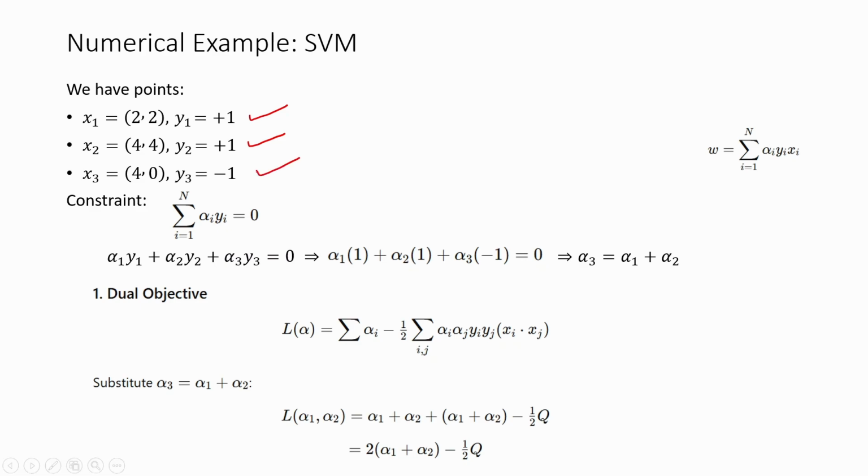So we have two types of data points. Some of the data points are classified as positive and some are classified as negative. We have 3 points here. Out of these, 2 are classified as positive and 1 is classified as negative.